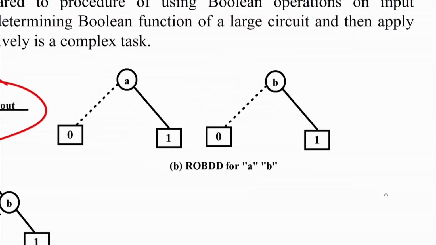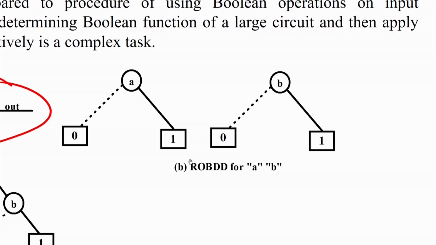It is as simple as something like that. A equal to 0 is 0, A equal to 1 is 1. For any single variable, the BDD will look like this. B equal to 0 means 0, B equal to 1 means 1. This is the simplest way of representing a single variable in terms of BDD.